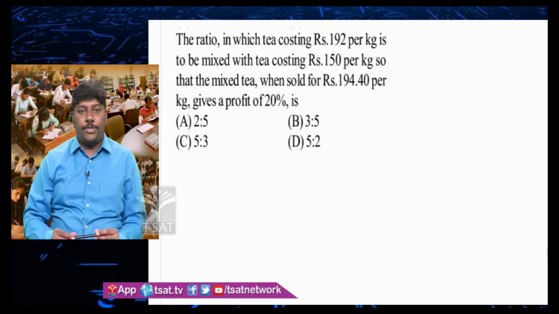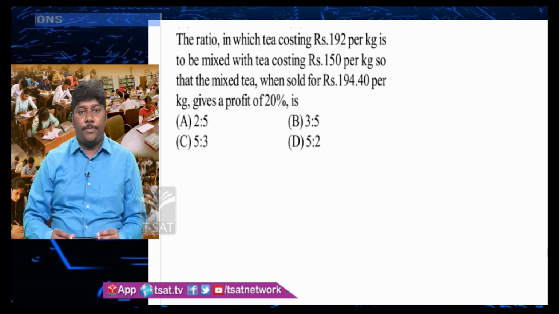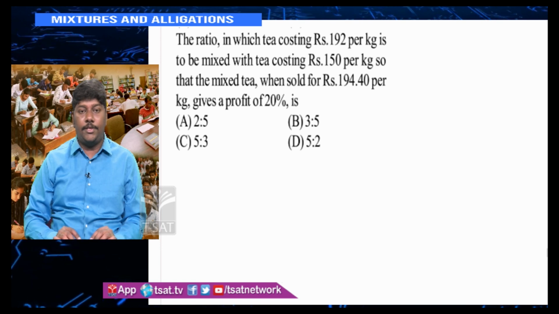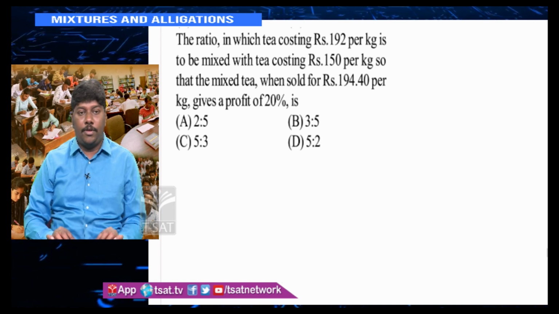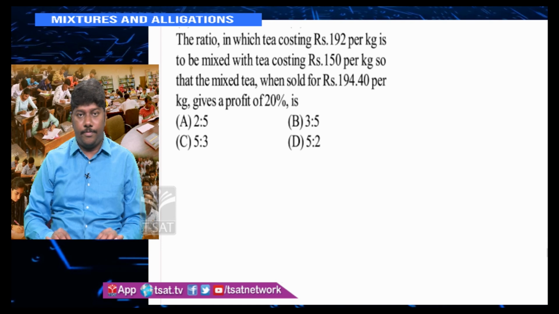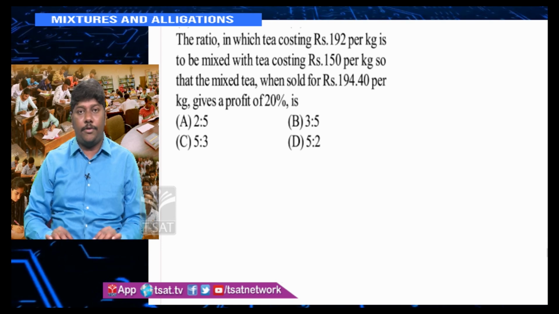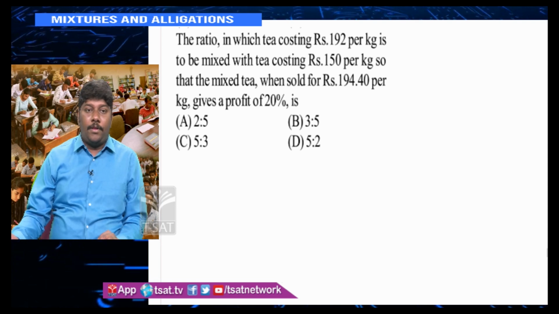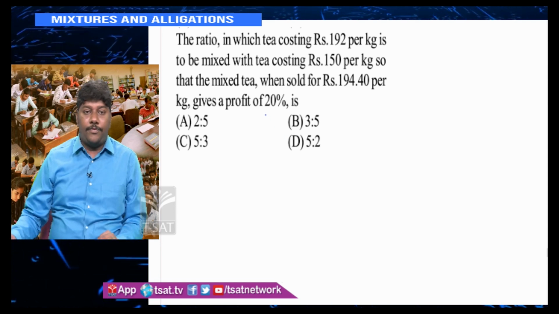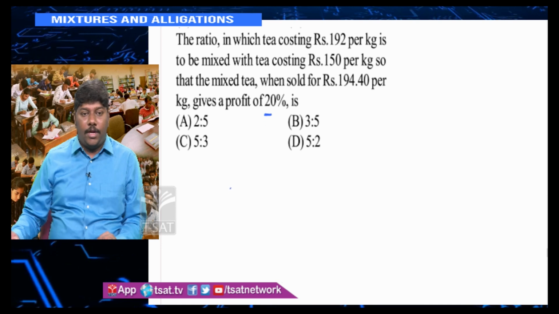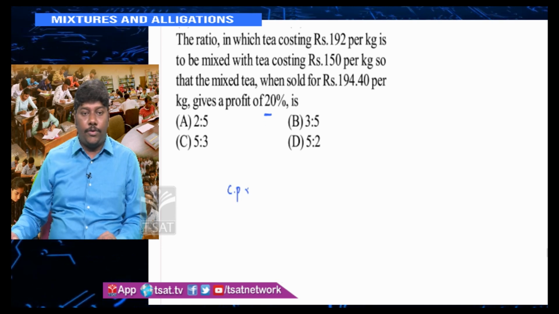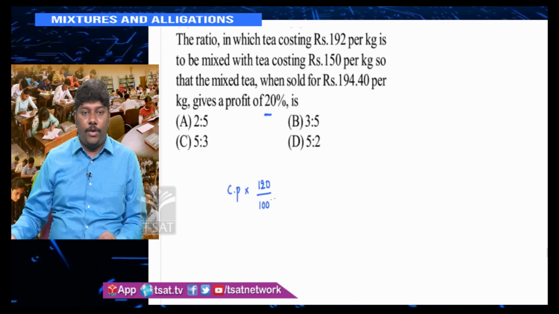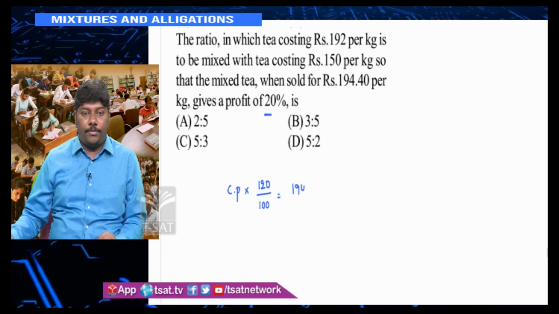The ratio in which tea costing 192 rupees per kg is to be mixed with tea costing 150 per kg, so that the mixed tea when sold for 194.40 gives a profit of 20%. It gives the profit of 20%, which means it is actually a question of profit and loss, but related to mixtures. Here, if you sell them, you get 20%. First, find out the cost price of the mixture. I would say cost price of the mixture into 20% increase, meaning 120 by 100, must be equal to 194.4.